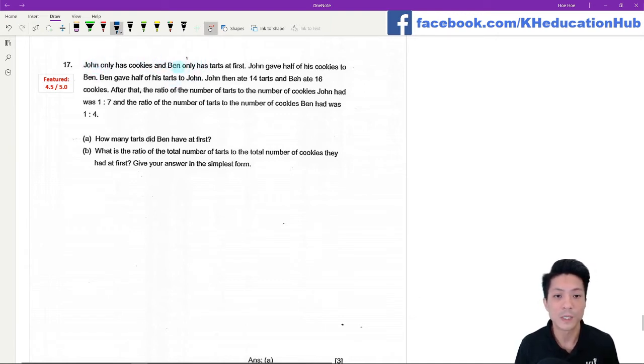John only has cookies and Ben only has tarts at first. John gave half of his cookies to Ben. Ben gave half of his tarts to John. John then ate 14 tarts and Ben ate 16 cookies. After that, the ratio of the number of tarts to the number of cookies John had was 1:7, and the ratio of the number of tarts to the number of cookies Ben had was 1:4.